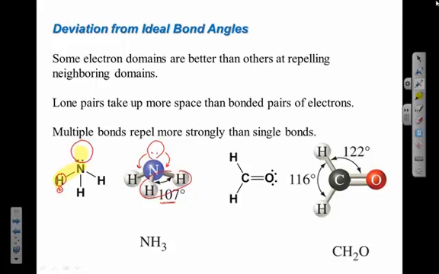I'm not going to ask you questions about the actual angles, but you should be aware that they deviate a little bit from the expected 180 for a linear, or the expected 120 for a trigonal planar, or the expected 109.5 for a tetrahedral, due to the fact that if I have more electrons in an area, that's going to cause a little bit more repulsion. So it's going to push these out at a slightly larger angle than it would if it were a single bond. Depending on the actual type of electron domain, it may repel a little bit more or less than other electron domains.